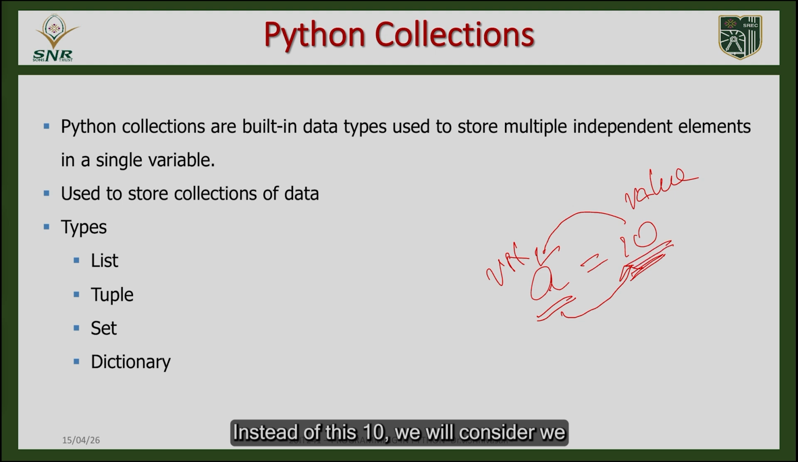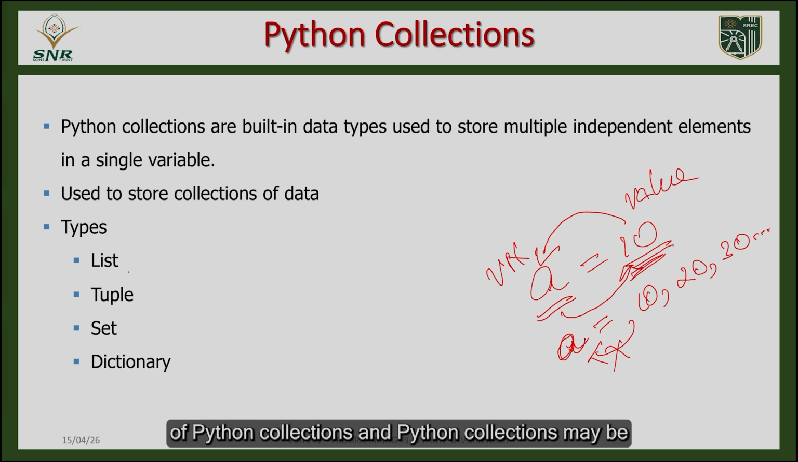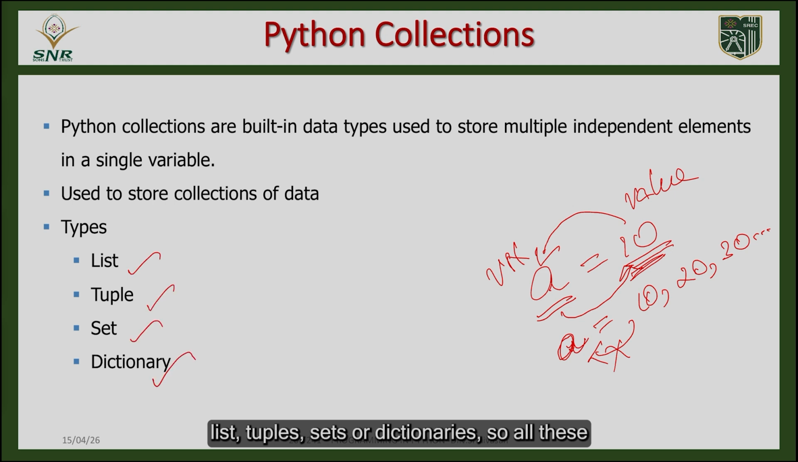Instead of this 10, consider we need to store multiple values like 10, 20, 30, and so on. You cannot put this inside a single variable. No, this is not possible. So in such cases where multiple data items need to be stored, instead of a variable, you go for the concept of Python collections. Python collections may be lists, tuples, sets, or dictionaries. All these are used to store a collection of values or a sequence of values.